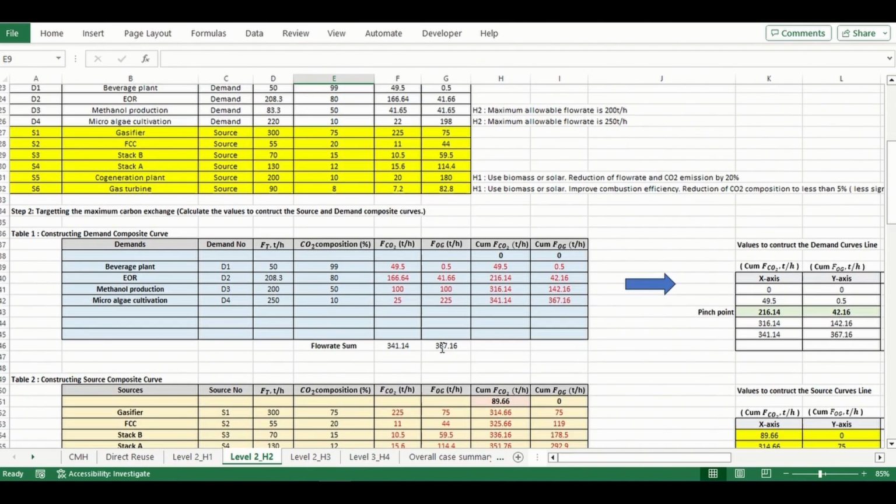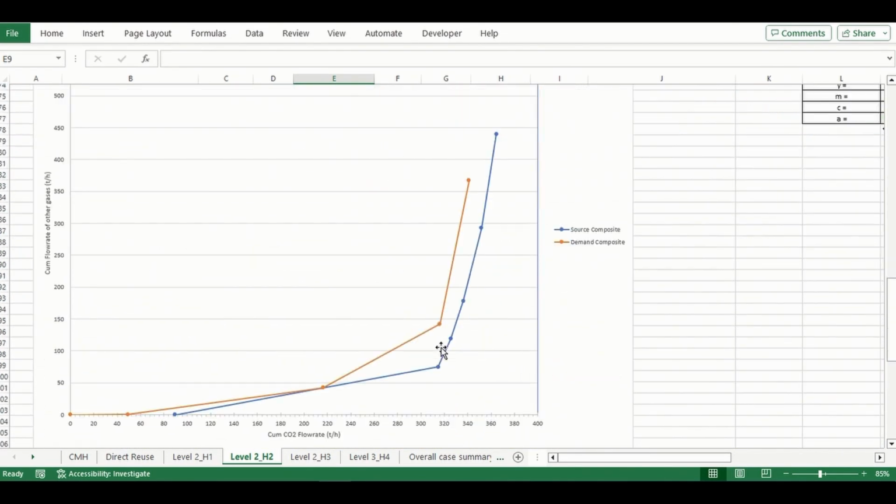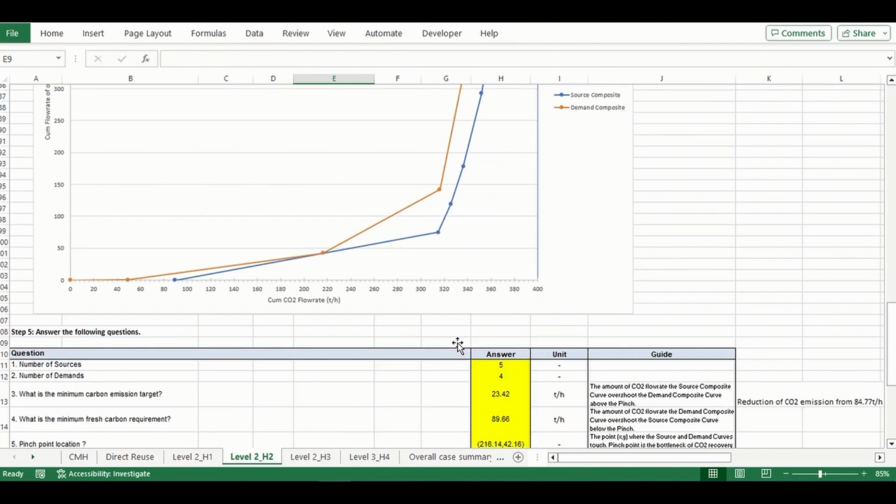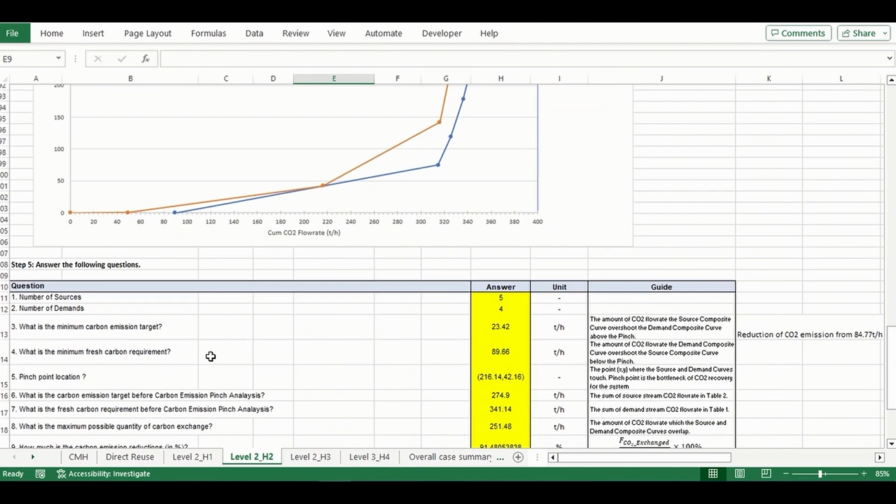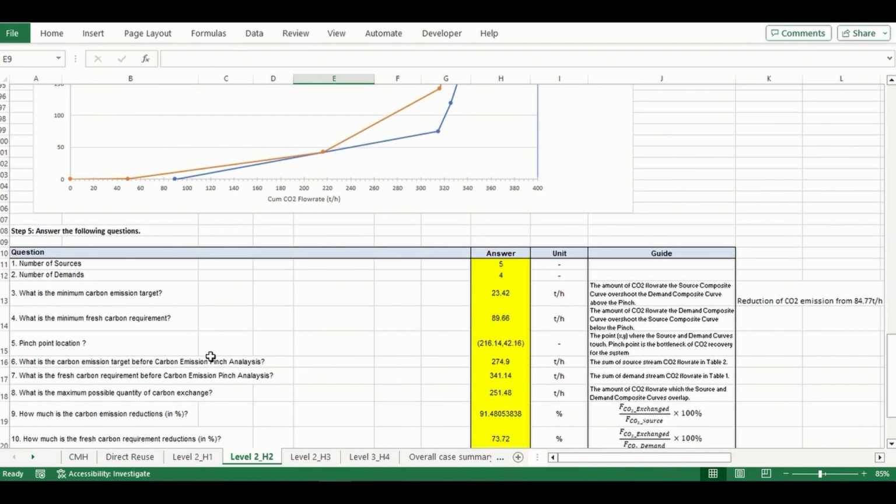By performing this, we'll get a new composite curve line as shown here. And when we see step 5, the fresh carbon requirement still remains the same and the pinch point is also the same, but the minimum carbon emission target is reduced to 23.42. So this shows a good improvement in reducing the CO2 emission more.